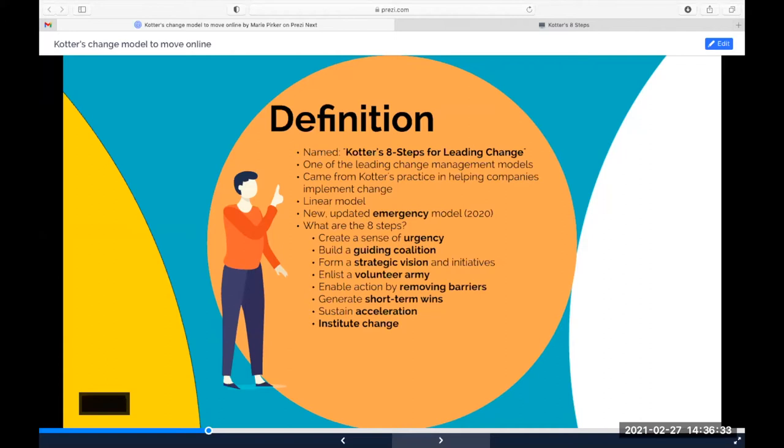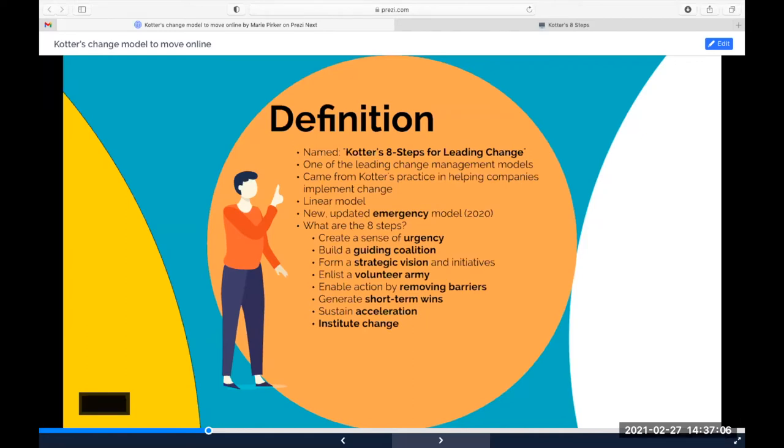Then we enlist a volunteer army. Afterwards, we enable action by removing barriers. We should be generating short-term wins, sustaining acceleration, and then at the end would be the institution of change, or of the change process. So in those 8 steps, as I said, they were used first of all linearly, but now in the newest emergency model update, they can actually be used backwards, forwards, and so on.